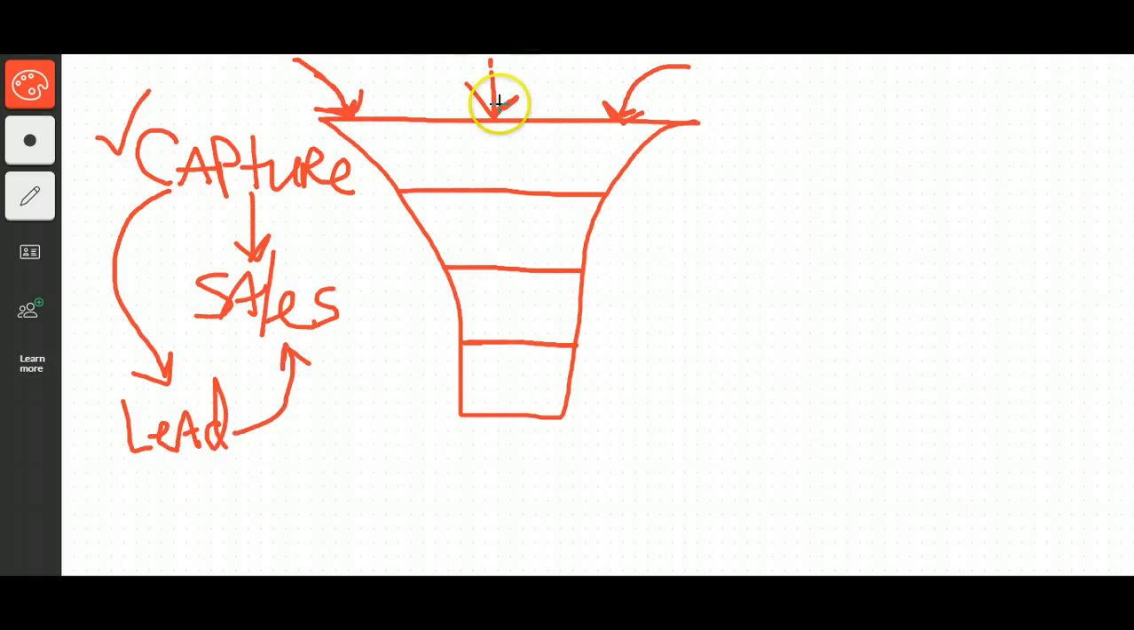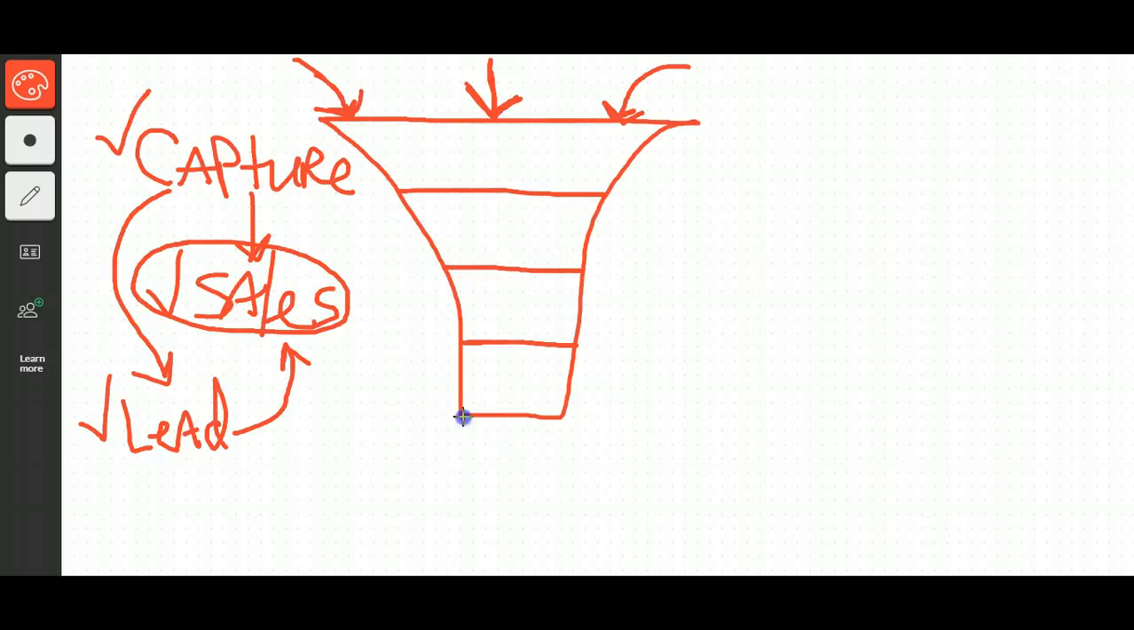Okay, so you've got traffic, which is represented here by the arrows. Your traffic should be going to some type of capture page. And after your traffic hits your capture page, you should start to generate some leads, and then eventually sales should happen. Now, this part right here is what a lot of people struggle with. It's not so much the traffic that is going to solve all your problems. You need a way to generate sales.